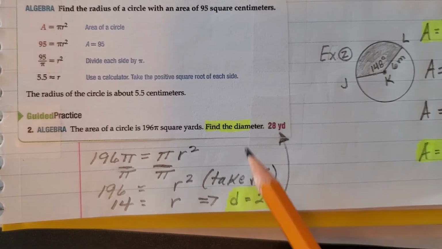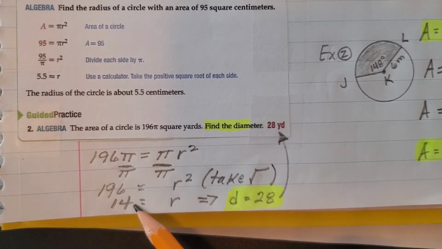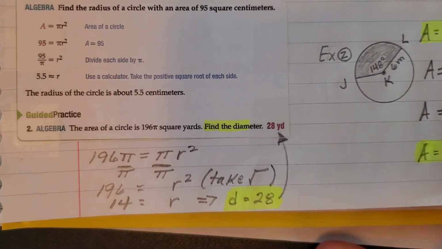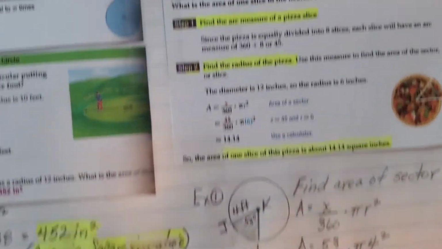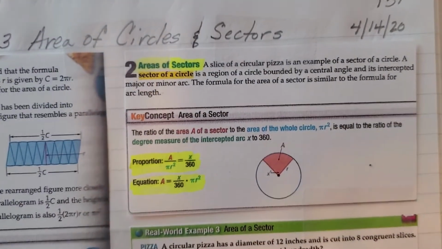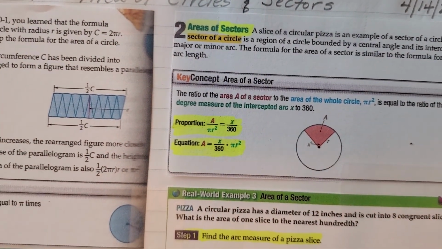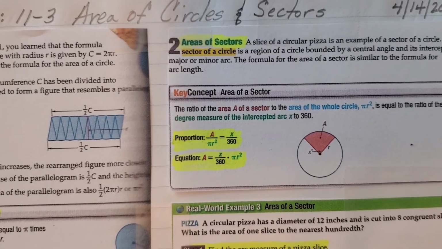But that's the radius, so the question is tricky. It asks to find the diameter. You would think r is 14 would be right, but it asks for the diameter, so always watch for the question. The diameter is 28, double that. So let's go to the area of a sector. I'm going to move up the page, and we're going to talk now about the area of a sector. I'm going to try to move my computer so you can see it a little better.